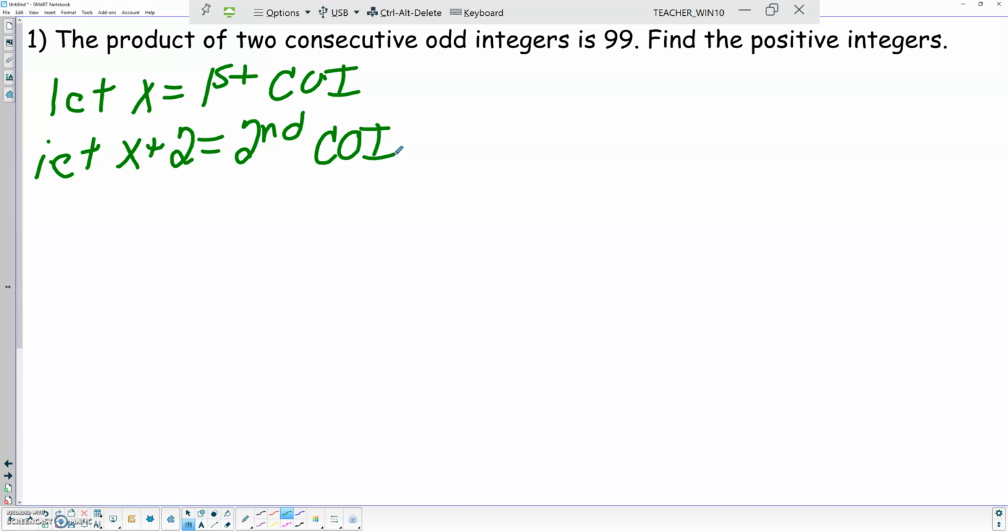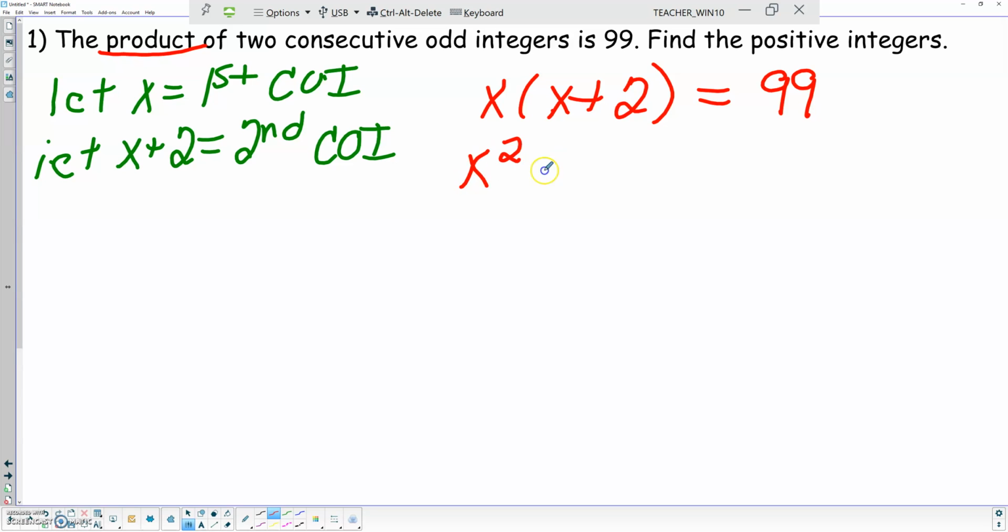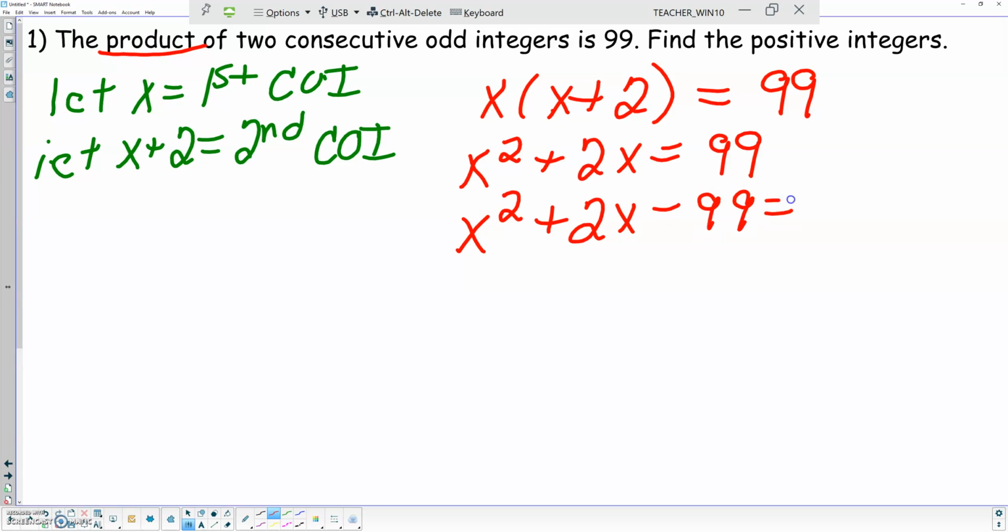Okay, so then it says that the product of the two consecutive odd integers is 99. So product means multiplication. So if I take x and x plus 2 and we multiply them, it equals 99. All right, so to solve this, we're going to distribute on the left. So we get x squared plus 2x is equal to 99. It's a quadratic, so first step, I'm going to set it equal to 0. So I'm going to subtract 99 on both sides.